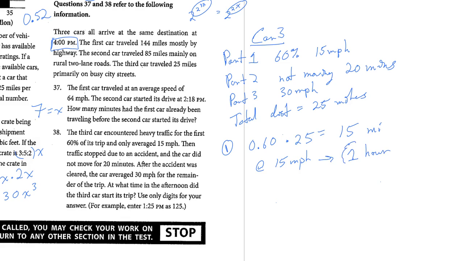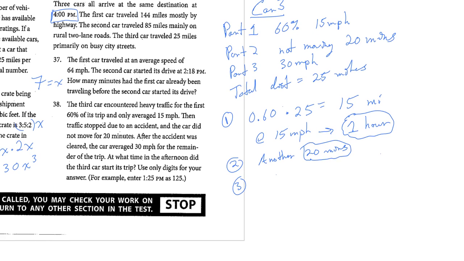So I'm going to kind of highlight that, right? So the first part of my trip was an hour long. Now for part 2, it said it took another 20 minutes without moving. So for part 2, we can say another 20 minutes. Because it said we're not moving, so our distance hasn't changed. We just added on some time to our trip.